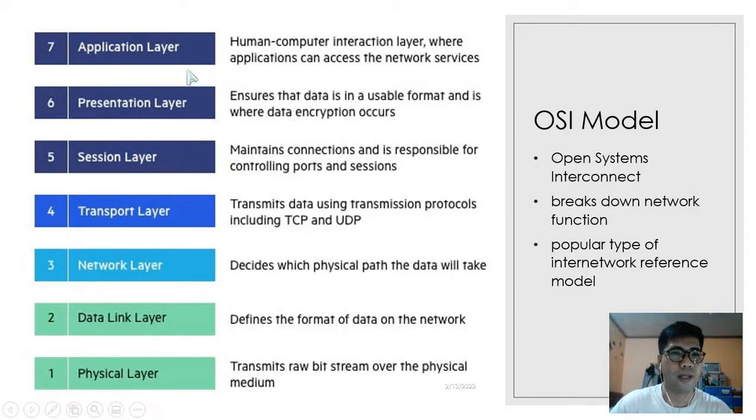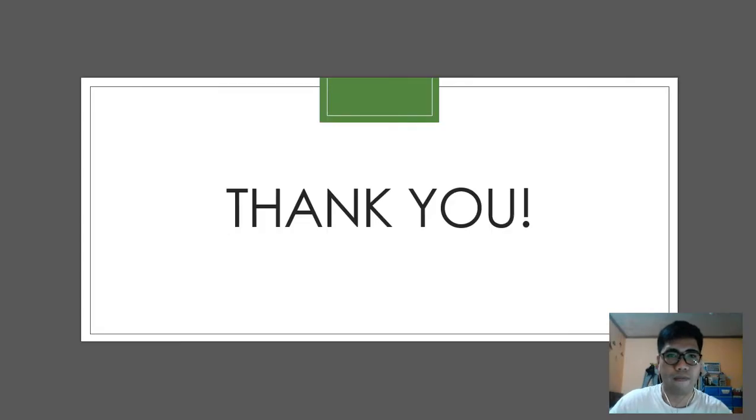The last layer is the application layer, the human-computer interaction layer, where applications can access the network services. This is the OSI model that has 7 layers, which is the popular type of internet network reference model that we have.